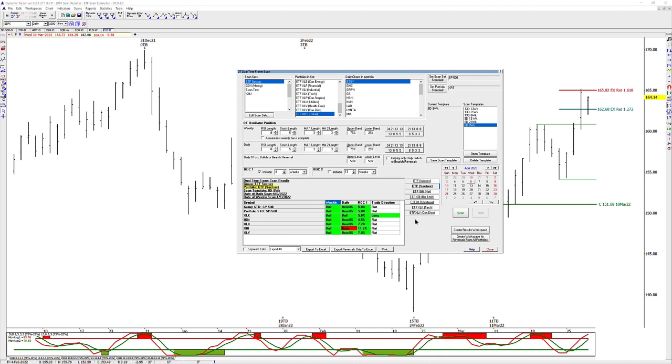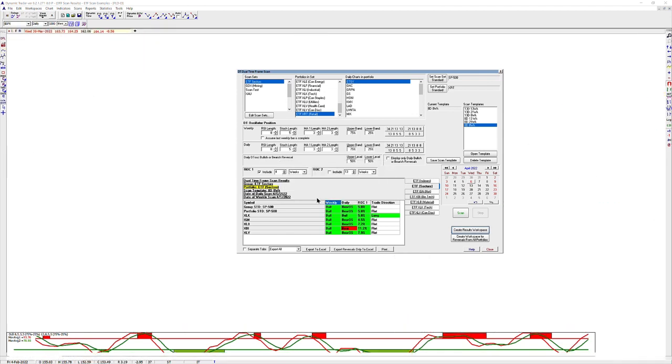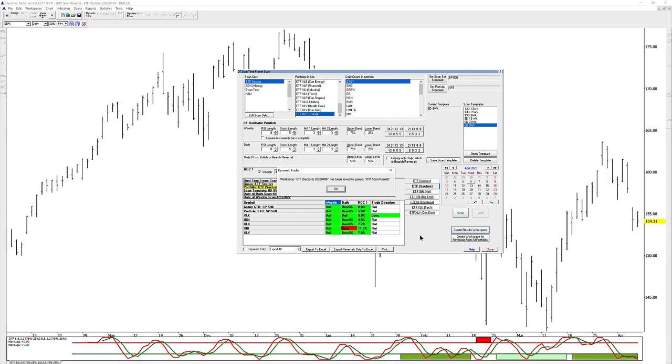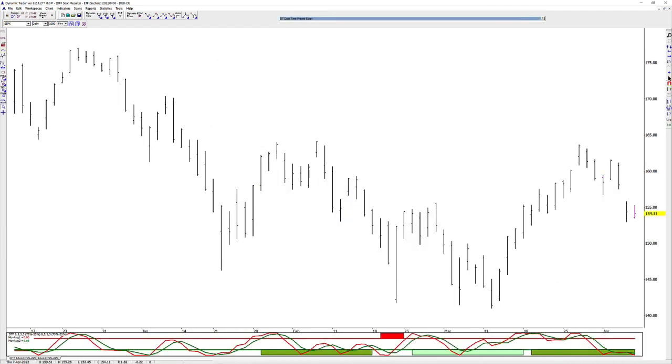So let's go ahead and do a Create Results Workspace. So we're going to click on that, and we want to continue ahead. Yes, we do. And of course, once again, it's only going to be the one chart of XLK, the daily chart. So let's take a look and see what we got here.